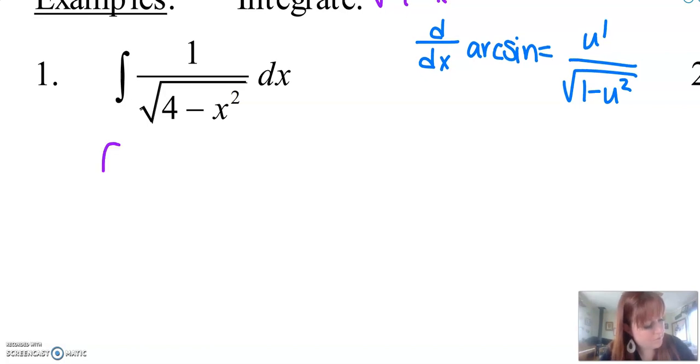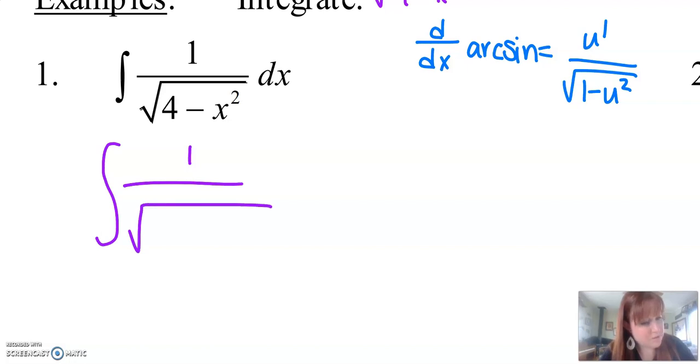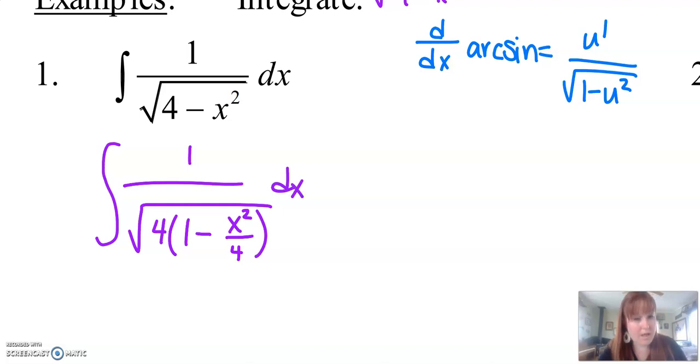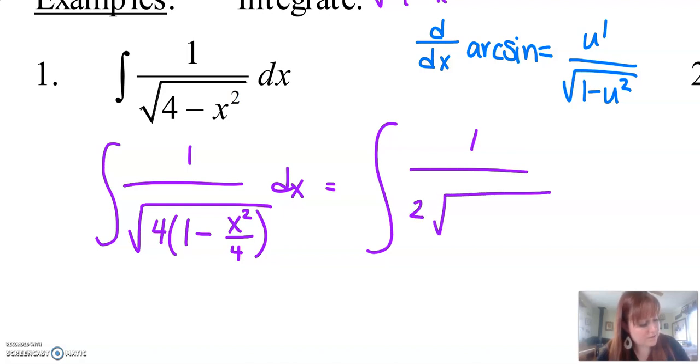Okay, there we go. 1 over the square root. We're going to divide everything inside there by 4, so we pull a 4 outside and we end up with 1 minus x squared over 4, because I just divided that by 4. Okay, now we're getting closer. So let's simplify. Let's pull that 4 out, and we have 1 over the square root of 4, which is 2. And I still have inside the square root 1 minus x squared over 4 dx.